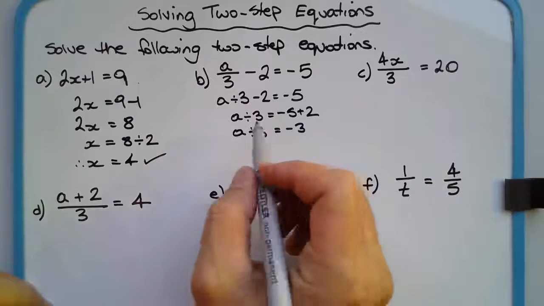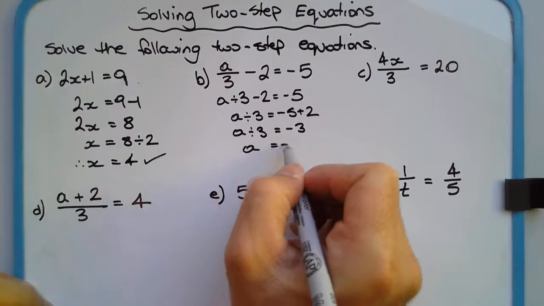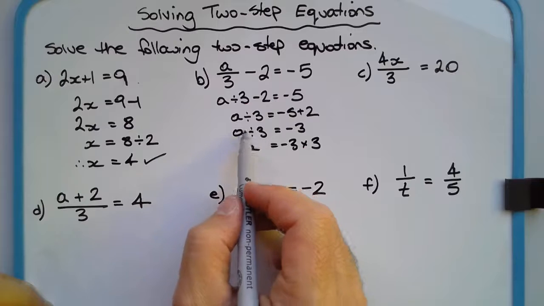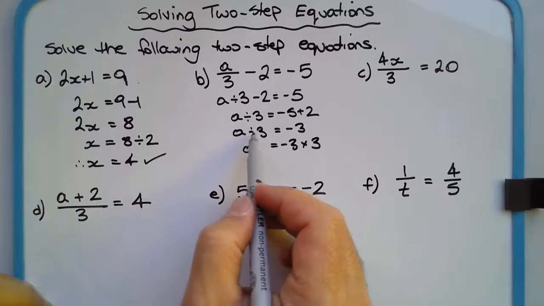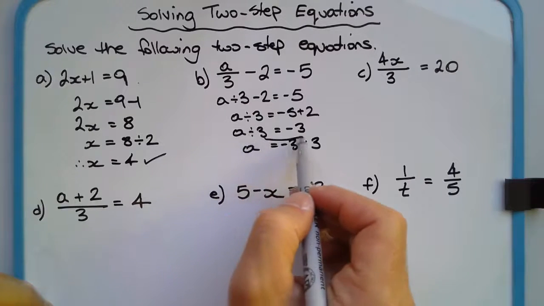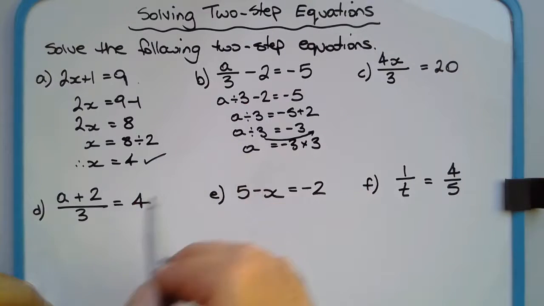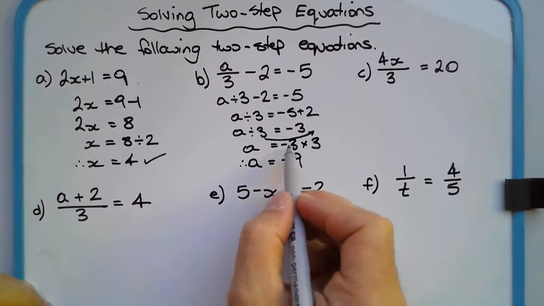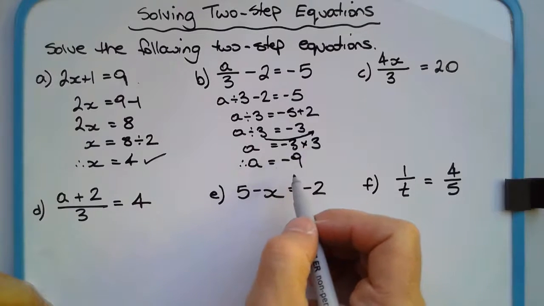Finally, we're going to multiply both sides by 3. So A is equal to negative 3 multiplied by 3, because the opposite of division is multiplication. When we move that divided by 3 over to the other side, it becomes multiplication. So therefore, A is equal to negative 9. When you have a negative multiplied by a positive, we get a negative.